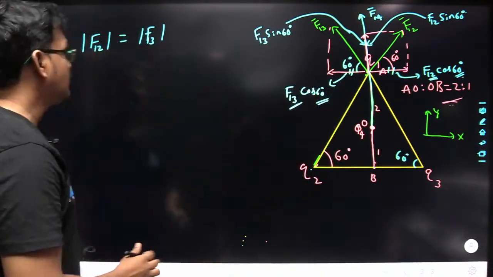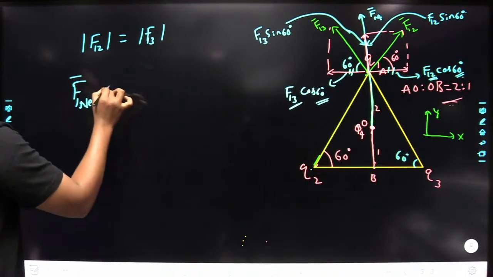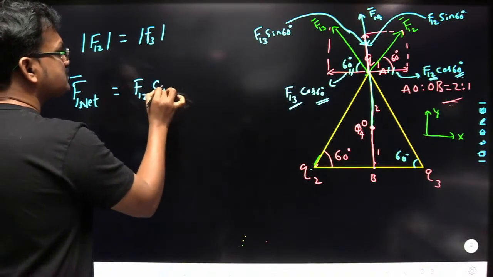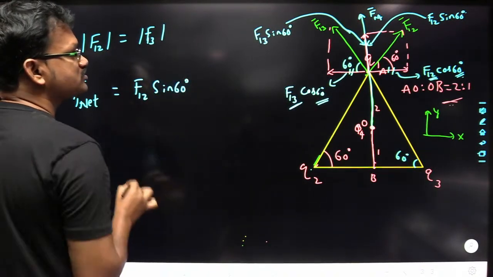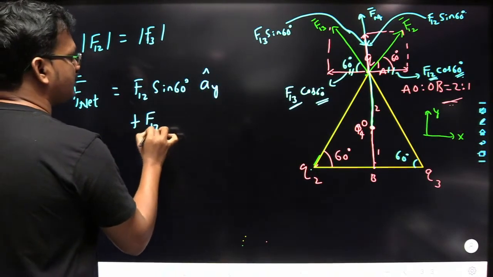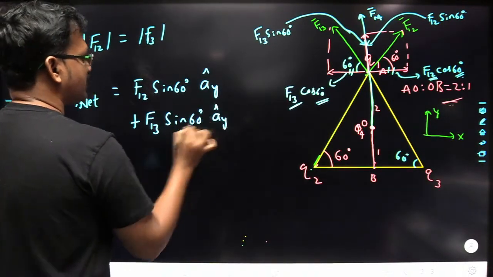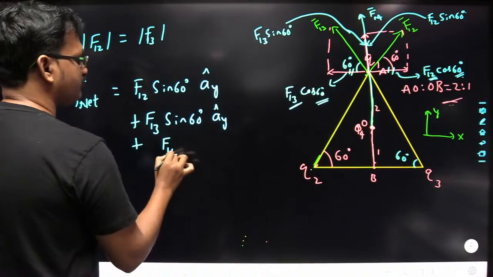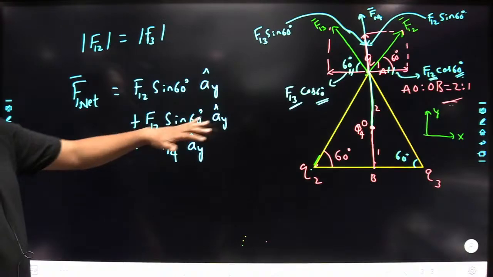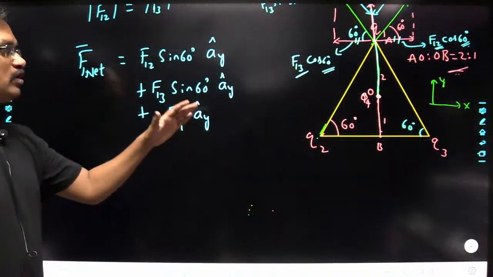Yes or no? Okay. So here I am representing the net force on Q1 is equal to F12 sin 60 degrees in the y cap direction, plus F13 into sin 60 degrees, also in the y cap direction, plus F14, which is also in the y cap direction. So this is the total net force acting on Q1. Now here the net force has only y component.